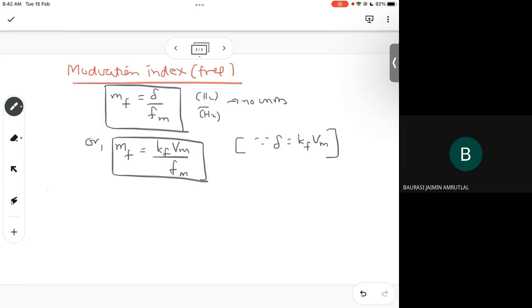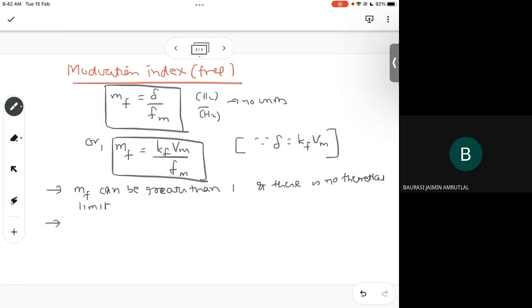But an important point to note here is that MF can be greater than 1, unlike in AM, where the maximum value could be 1. Otherwise, it is not desirable. So in AM it is between 0 and 1 only, 100%. Here it is greater than 1, and there is no theoretical limit. It can go to any value, it can take anything.